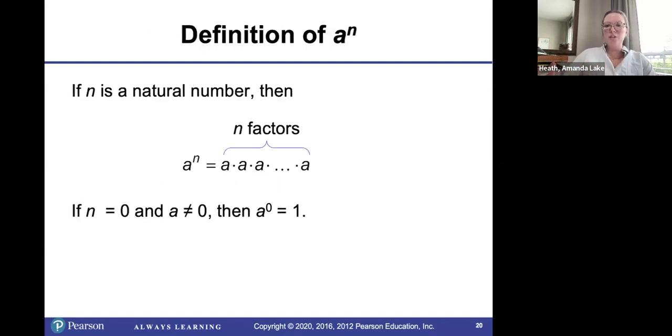And then just to clarify, we've been talking a little bit about powers throughout the lesson, but to formally define it, the power a to the n is defined to be multiplying a by itself n times. So if n is equal to 0, and a is not 0, then we have a convention in mathematics that a to the 0 power is 1.